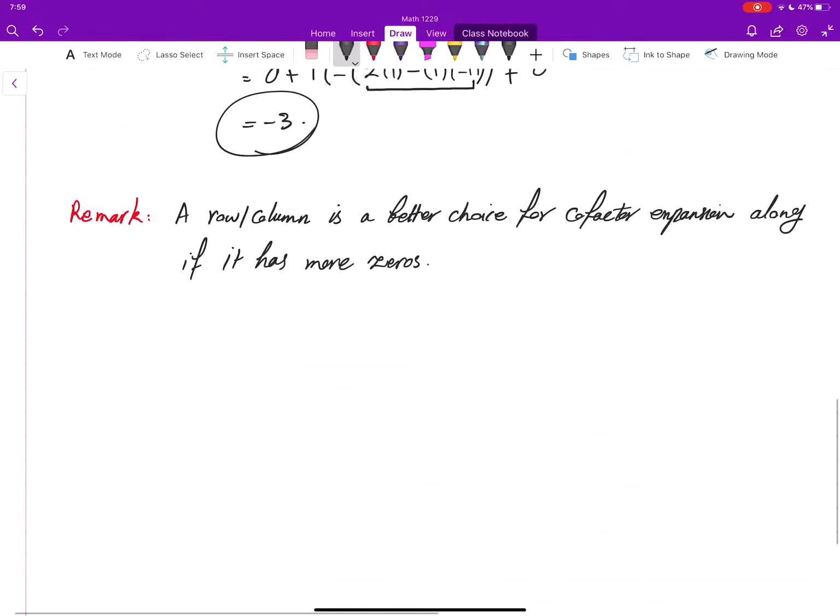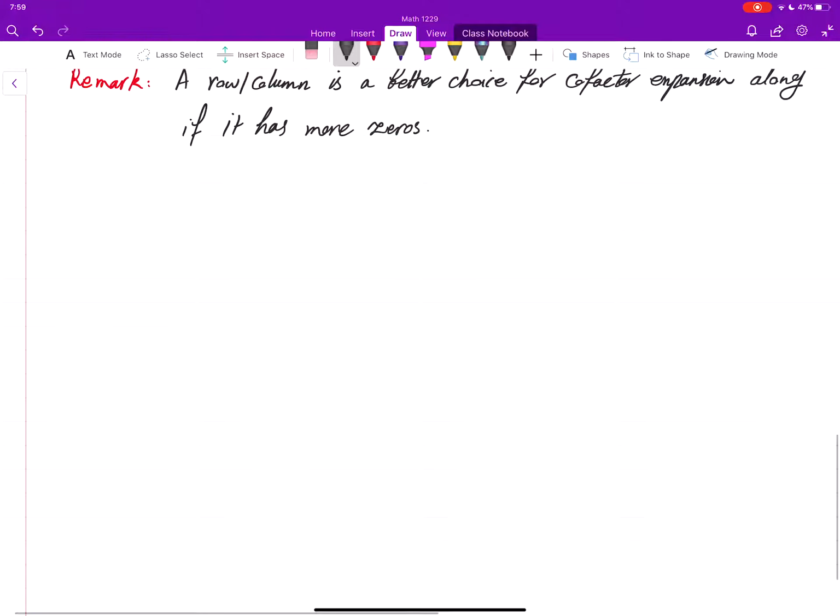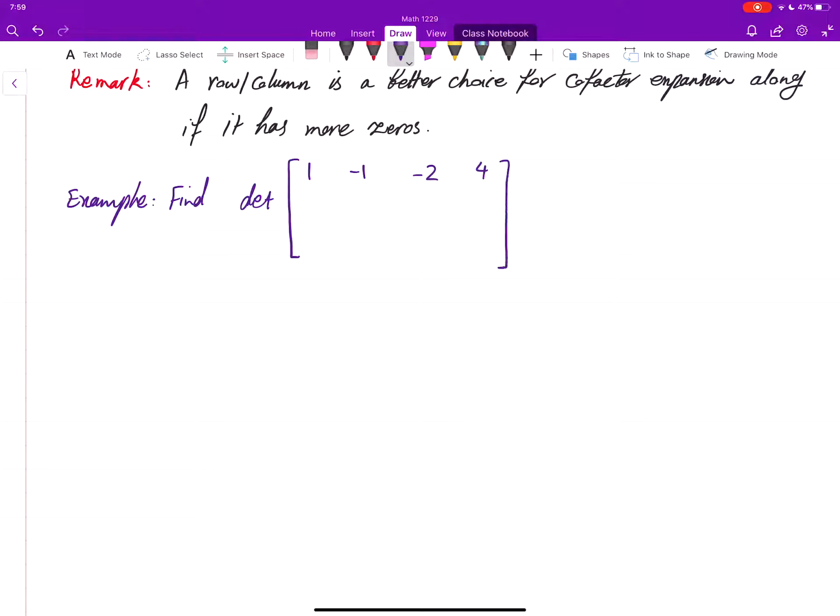Okay, let's see this thing in practice. Example. Well, find the determinant of a 4 by 4 matrix: 1, -1, -2, 4, and 0, 2, 1, 0, 2, 3, -1, 2, 0, 4, 0, 0.